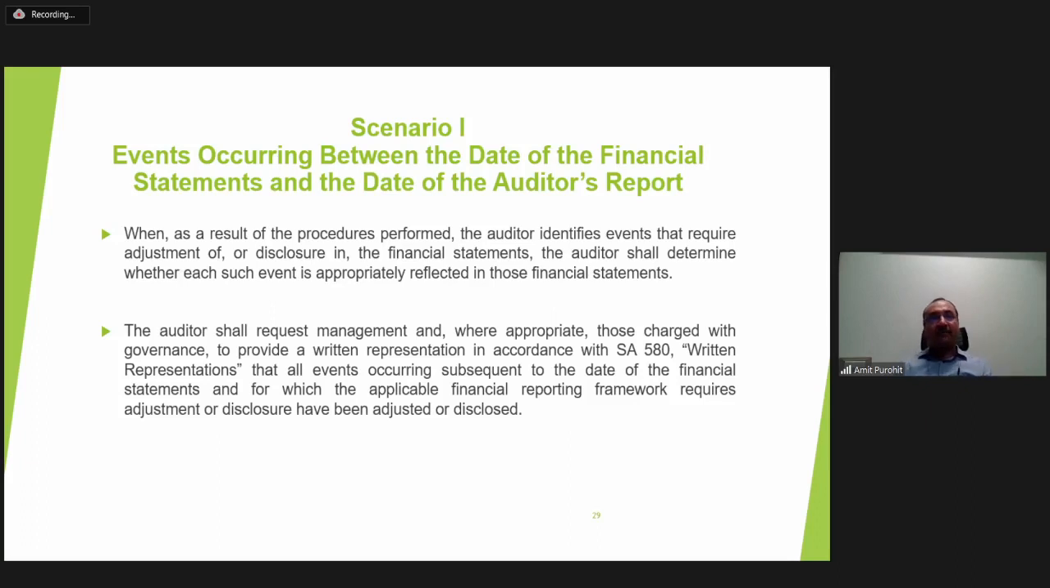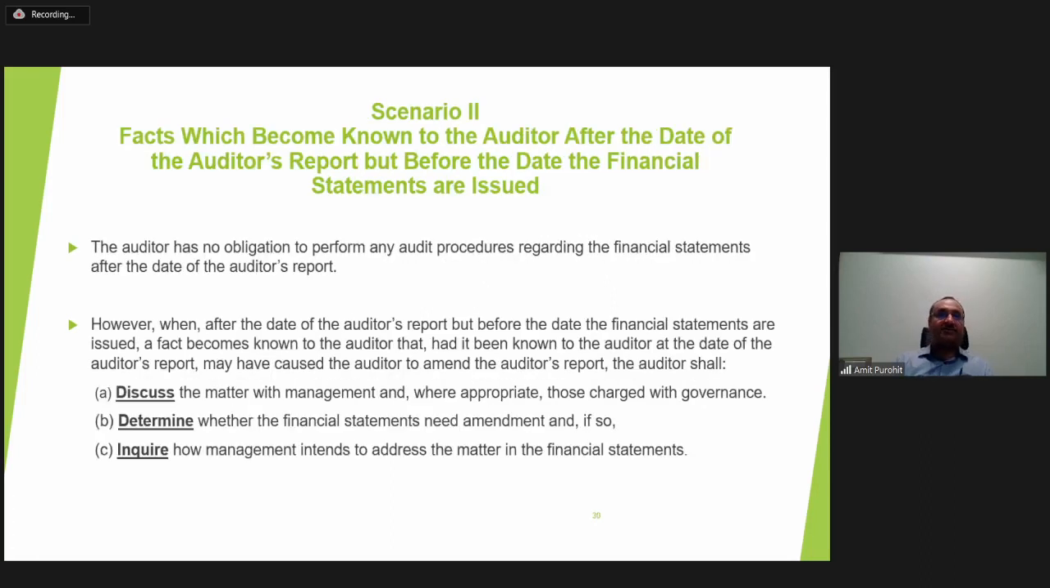Now, when as a result of the audit procedures performed, the auditor identifies any event that requires adjustment or disclosure in the financial statements, the auditor shall determine whether such event is properly reflected in those financial statements or not. So under this standard, once he identifies a subsequent event which requires any adjustment or disclosure, it is required that it be appropriately reflected in these financial statements. The auditor shall also request management and those charged with governance for written representation that all events occurring subsequent to the date of the financial statements, for which the applicable financial reporting framework requires adjustment, have been adjusted or disclosed.